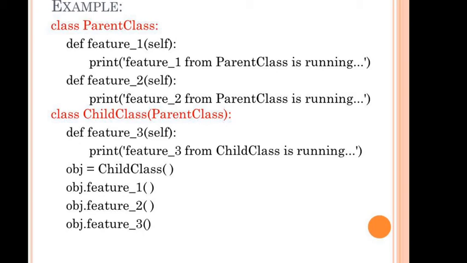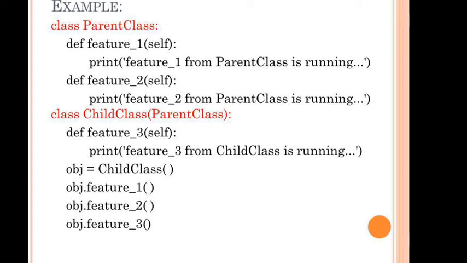Here we are creating the object obj, and this is an object of the child class only. This is the syntax: object is equal to child class. We are calling the methods of this child class as well as the parent class. See here, obj dot feature_1 is a method of the parent class. obj dot feature2 is a method of the parent class, and obj dot feature3 is a method of the child class.